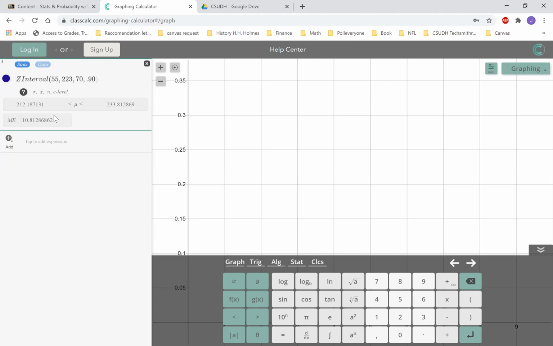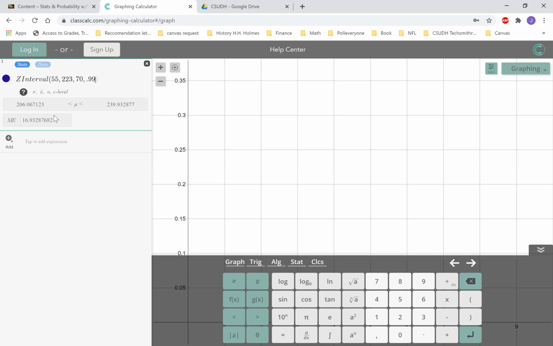So if you look at 90% confidence level, we get 212.19 all the way to 233.81. So that's the confidence interval for a 90% confidence interval. But if you look at it, they want us to do for 90 and also for 99%. So while I'm here, I'm gonna also do it for 99%.